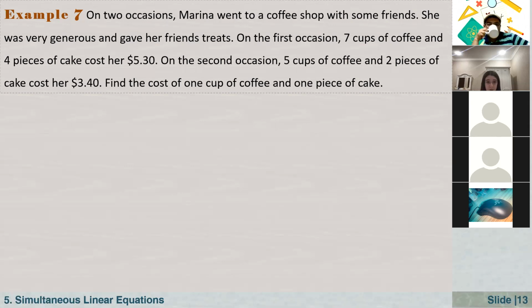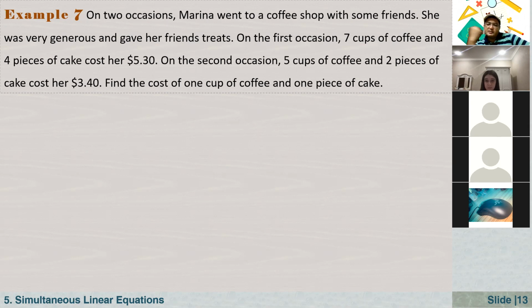On two occasions, Marina went to a coffee shop with some friends. She was very generous and gave her friends treats. On the first occasion, 7 cups of coffee and 4 pieces of cake cost her 5.30. On the second occasion, 5 cups of coffee and 2 pieces of cake cost her 3.40. Find the cost of 1 cup of coffee and 1 piece of cake.